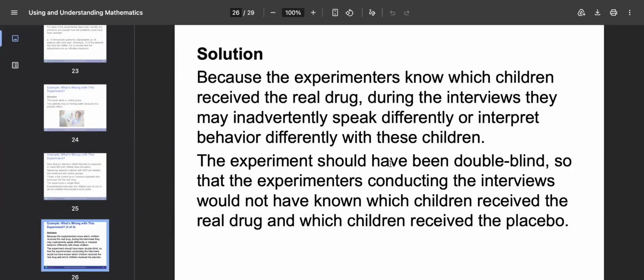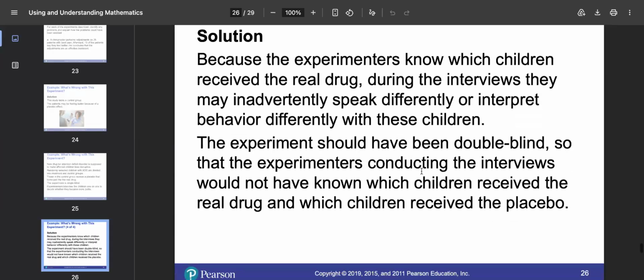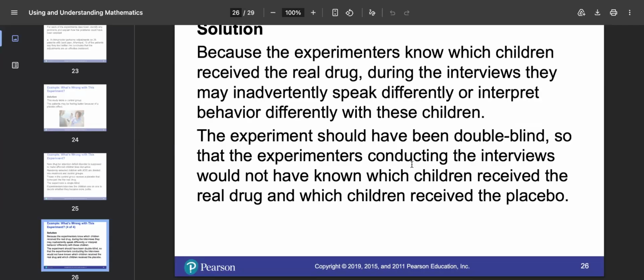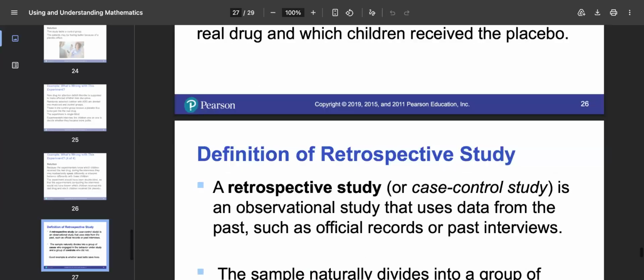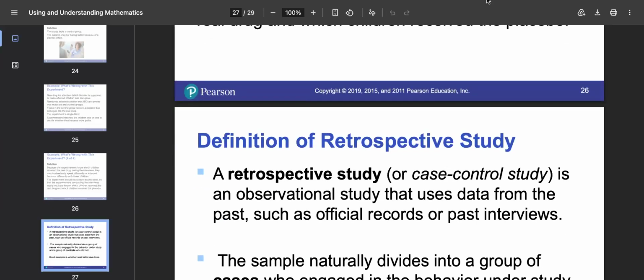So the experiment should have been double blind so that the experimenters did not know. Whoever's conducting the interviews did not need to know. Okay. So there's kind of an example of things that are not good interviews. I'm sorry, not good experiments.